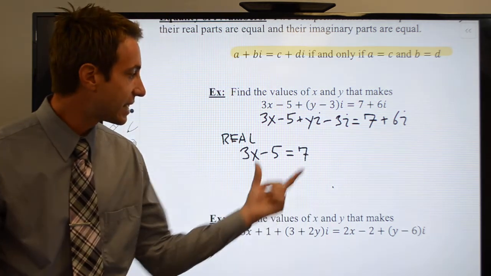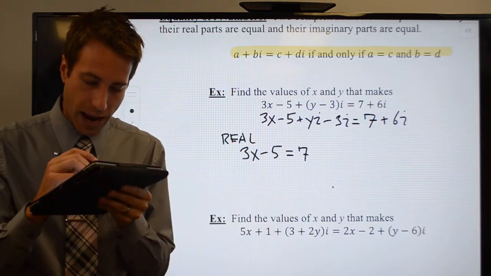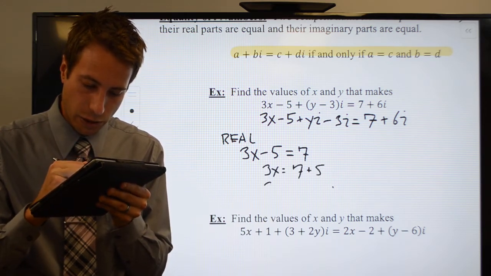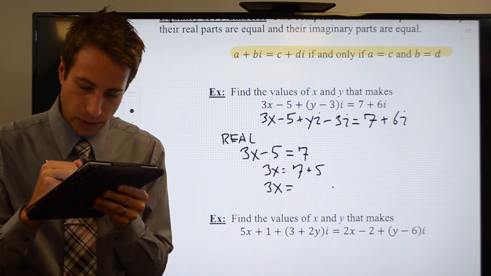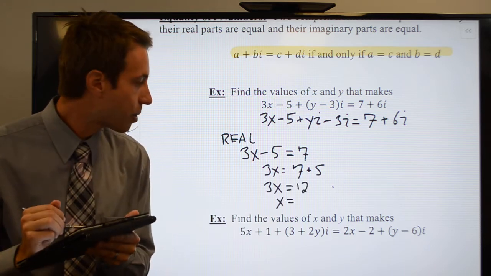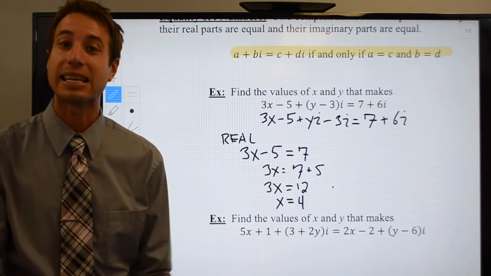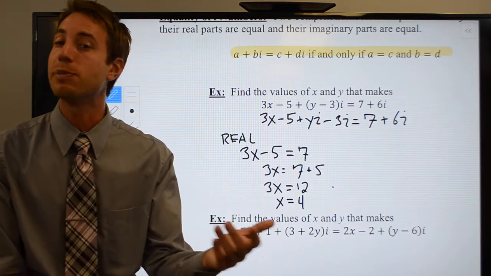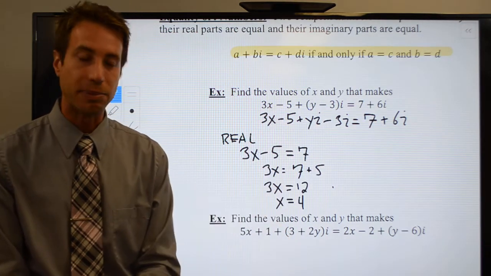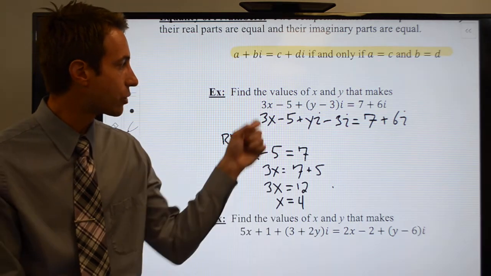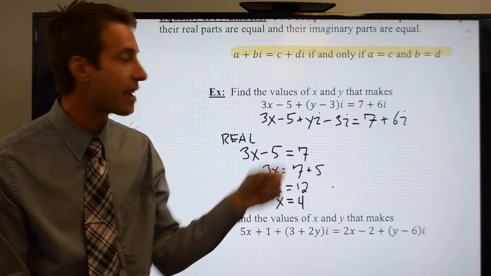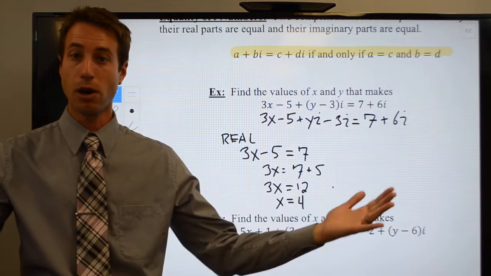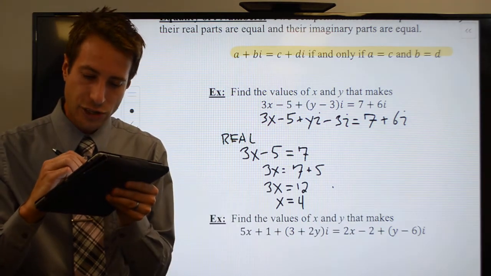These have to be equal to each other, so let's solve for x. 3x is equal to 7 plus 5, which means that 3x is equal to 12. Divide both sides by 3. I get that x has to be equal to 4. So in order for my original equation to be equal, I need x to be a 4. Which makes perfect sense: 3 times 4 is 12, 12 minus 5 gets you 7. I wind up with 7 over here and a 7 over here. Awesome, it checks out. Now let's take care of the imaginary part.